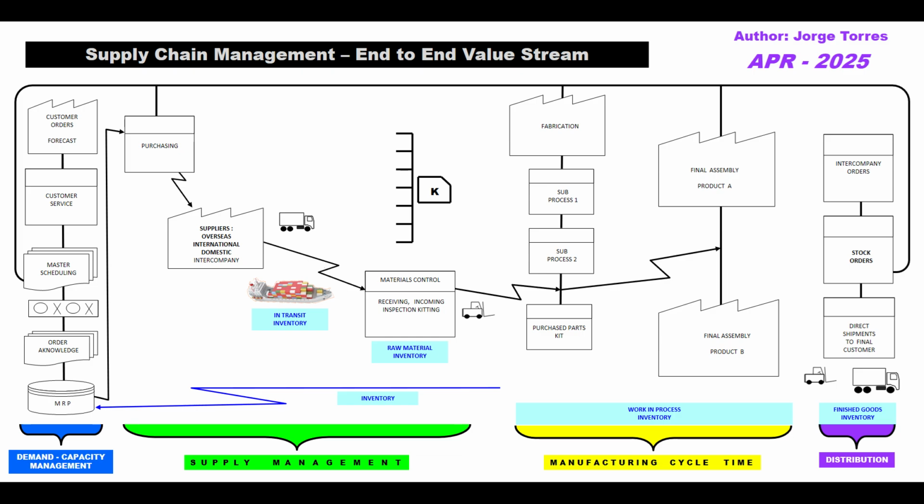Then part of our responsibility is the master scheduling, where we monitor how we load the orders from the customers in our production schedule. We try to maintain it level loaded, and we acknowledge a date informing the customer when the order is going to be produced and shipped.